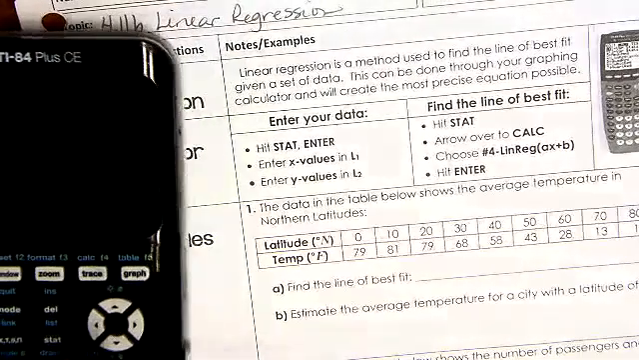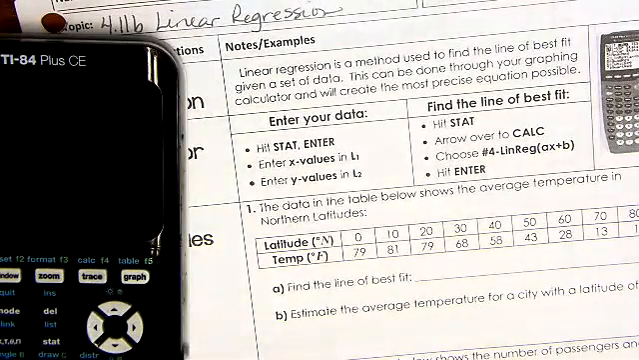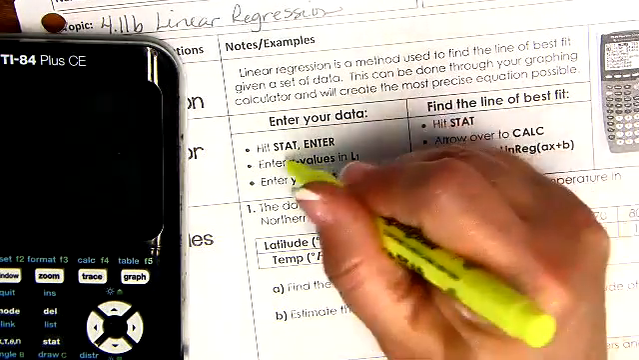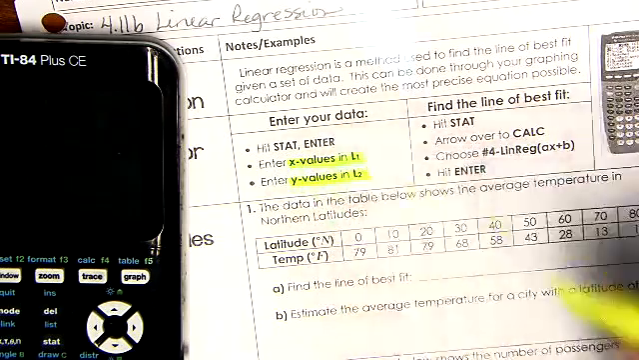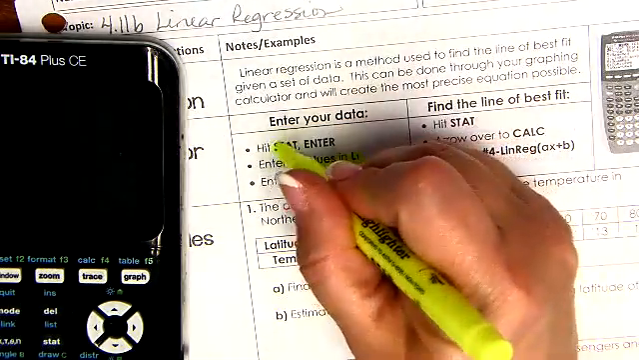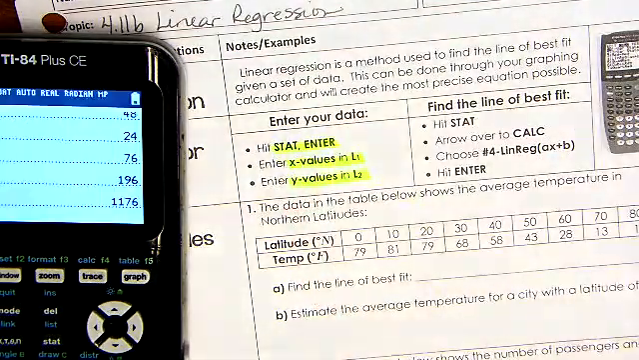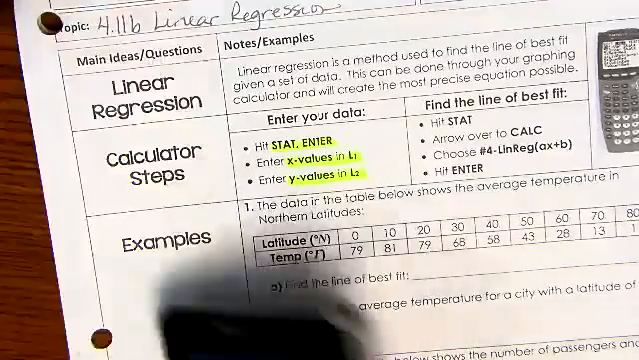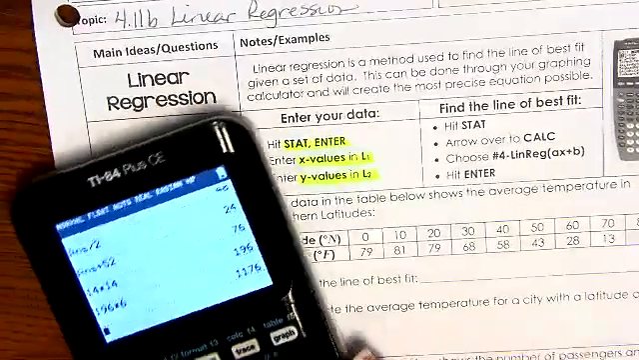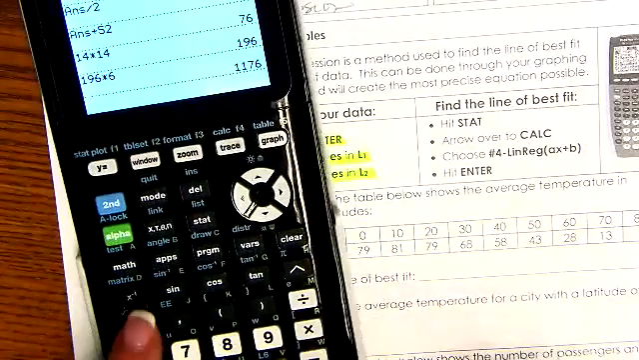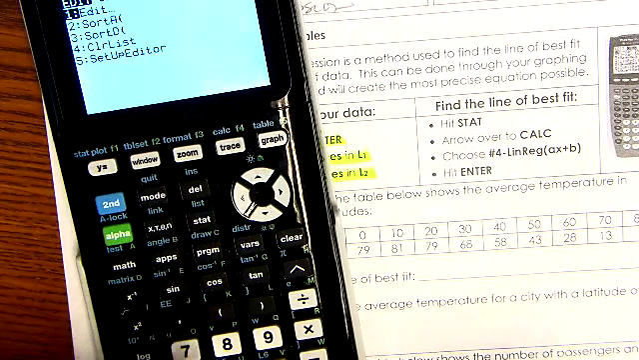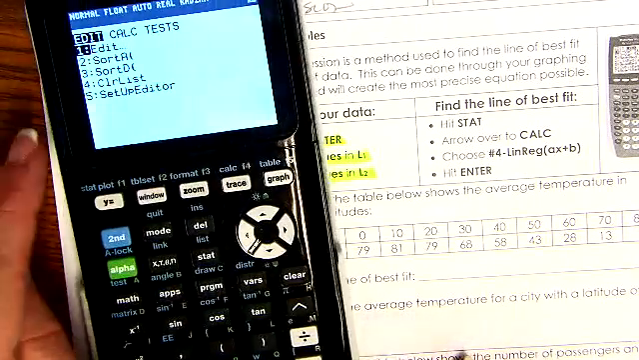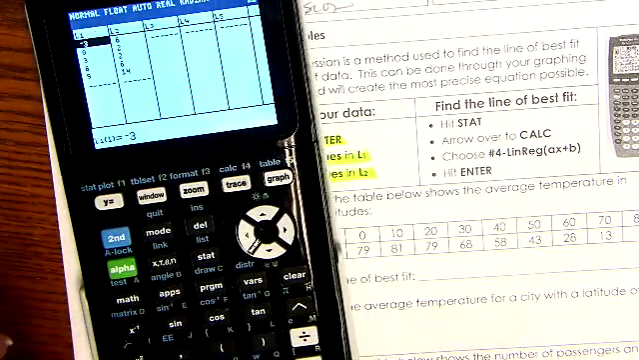We're going to take information and we're going to plug it in. All the X values go in L1, all the Y values go in L2. So we click these buttons, Stat, Enter. So I'm going to go to the calculator and I'm going to hit Stat. We want to edit. Edit is highlighted in black, so I press Enter.